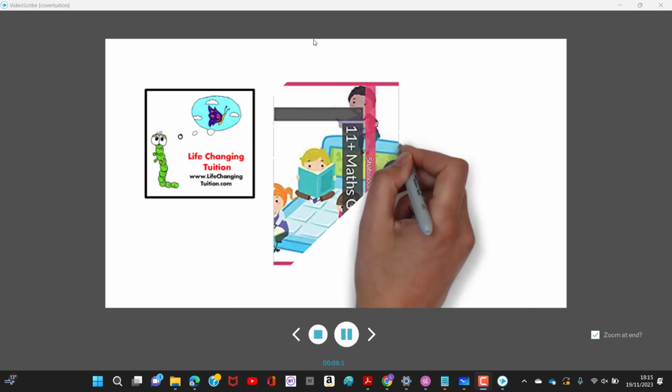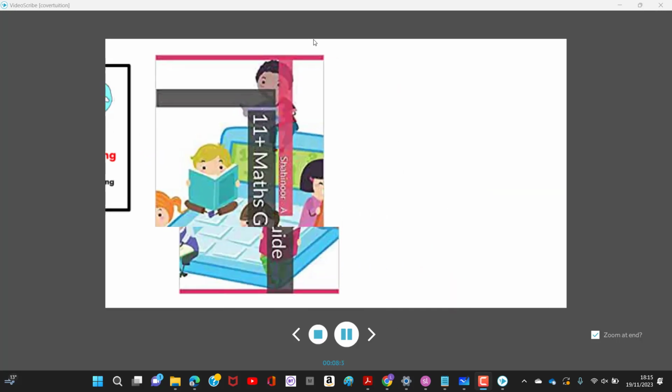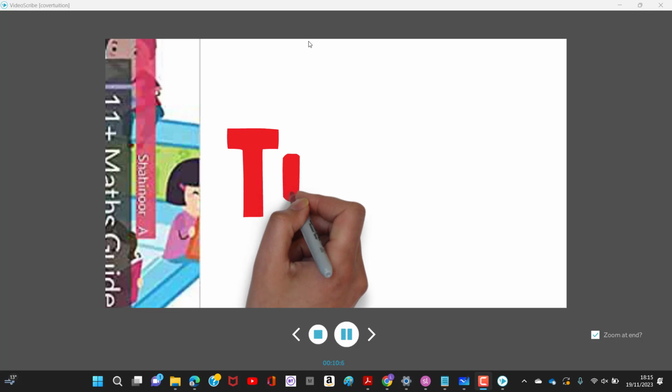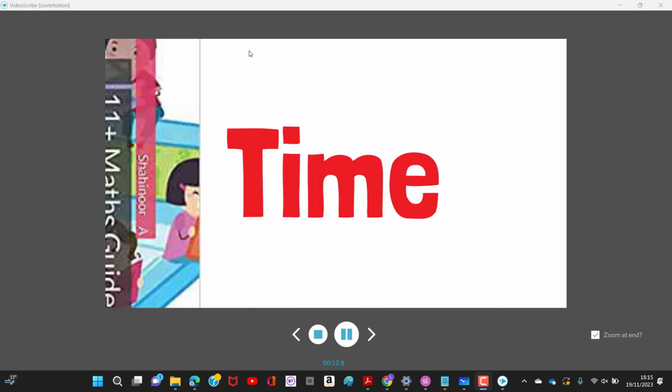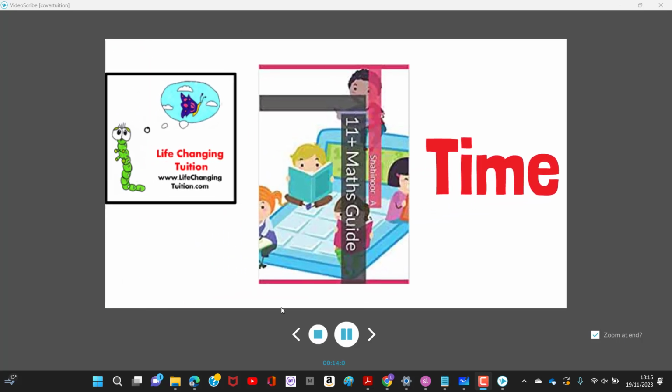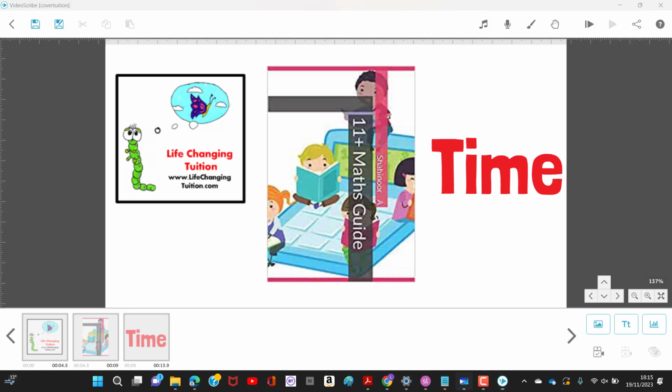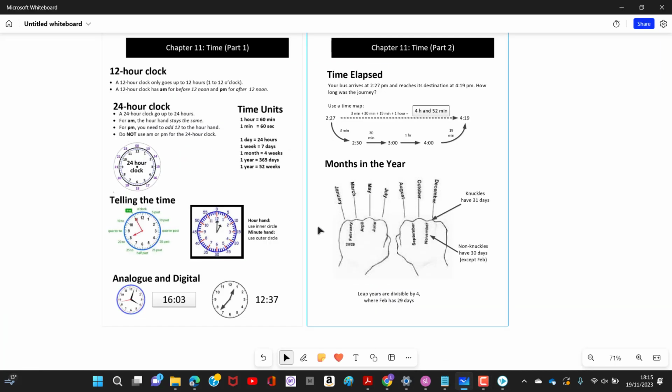Change Tuition Maths Tutorial. Today we're going to tackle the concept of time. Let's begin with that and move on. Okay, so let's load up time. So again from the book, if you turn to the page, I think it's chapter 11.